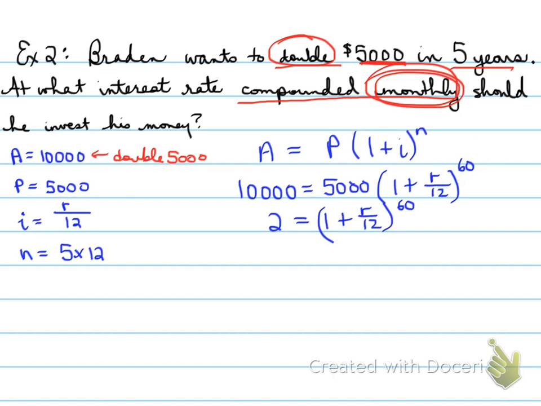Now some of you are going, well, what do I do next? I know how to divide, but I don't know what to do next. Well, folks, there's a power of 60. If there was a 2 here, you would know to take the square root. Well, essentially, what we're taking with the 60 is, that's right, the 60th root. So the 60th root of 2 is equal to 1 plus R over 12. So we need to find the rate. So we take the 60th root, or whatever this exponent is, that will be the nth root of this number. And then we're going to take the 60th root of 2.